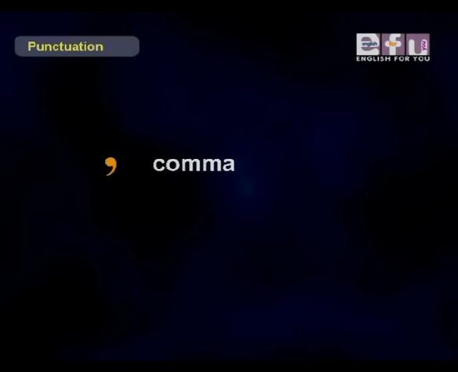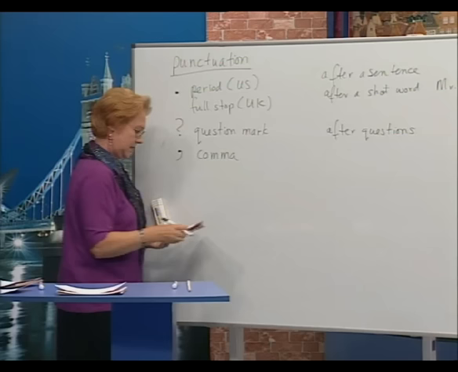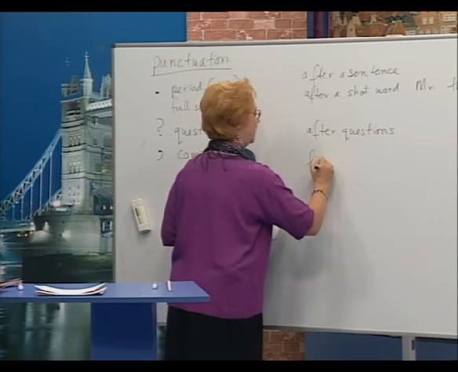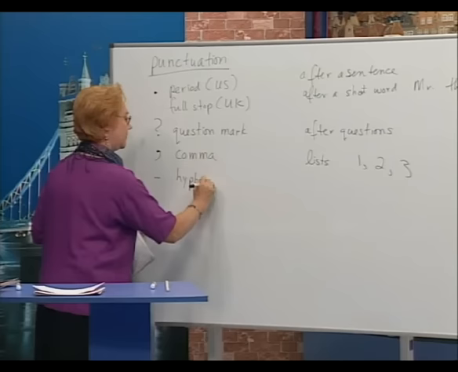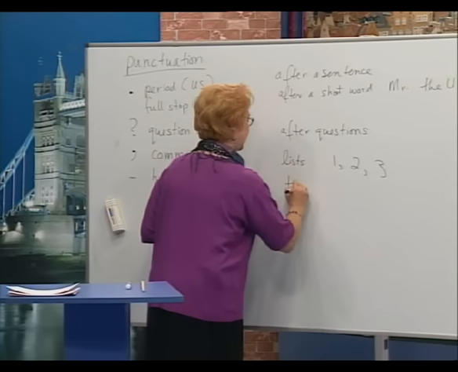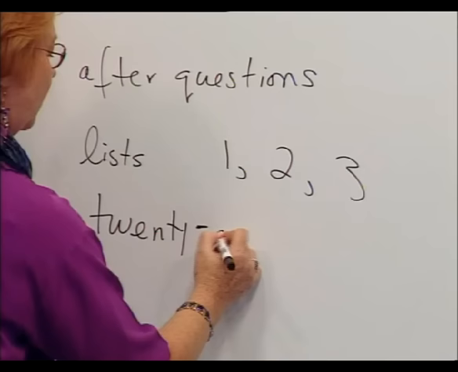Comma. This is used in many places, but especially lists. For example, 1, 2, 3. Okay? Next is the hyphen. We saw the hyphen. It's used inside a word. For example, 21. Okay? It's inside a word to join two words.